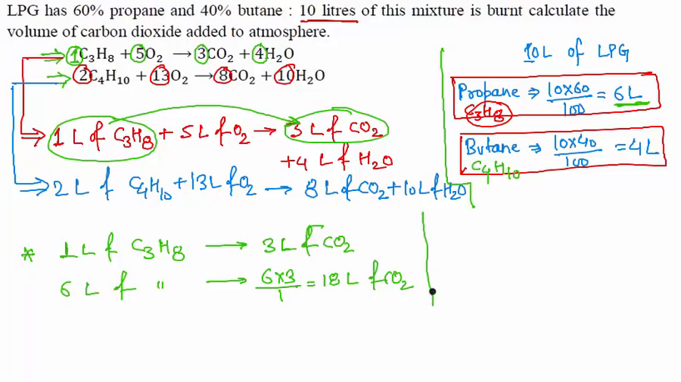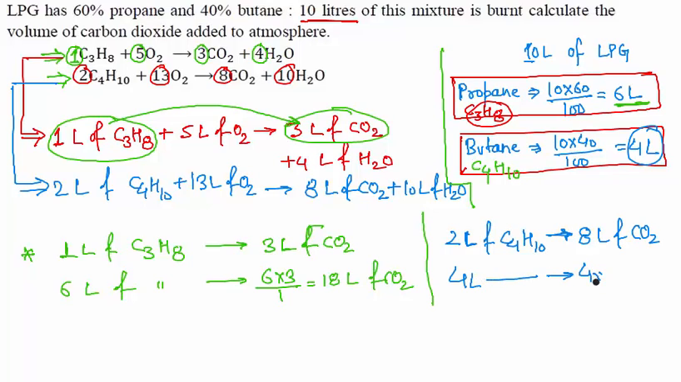Okay, this is first. Second, you can see 2 liter of butane, 2 liter of C4H10, after complete burning in presence of oxygen, forms 8 liter of CO2. So your butane is 4 liters. The 4 liter of C4H10 will give you 4 into 8 upon 2, and that is equal to your 16 liter of CO2.